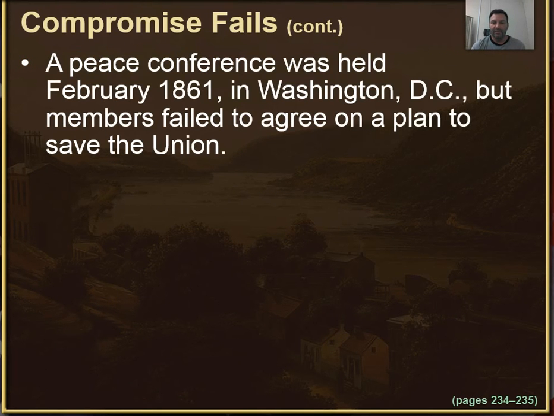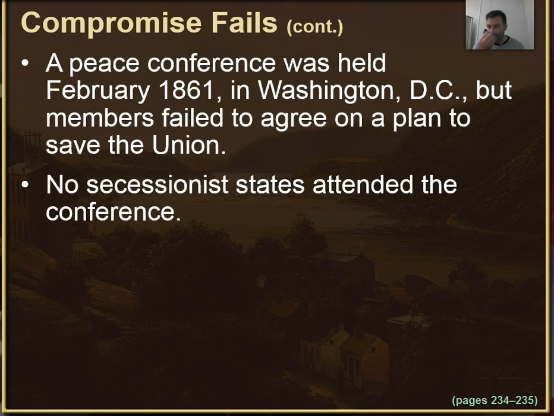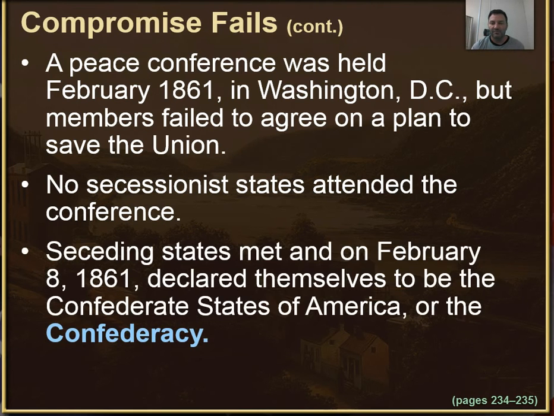Okay, so a peace conference was held in February 1861 in Washington, D.C., but members failed to agree on a plan to save the Union. No secessionist states attended the conference. Seceding states met and on February 8, 1861, declared themselves to be the Confederate States of America, or the Confederacy.